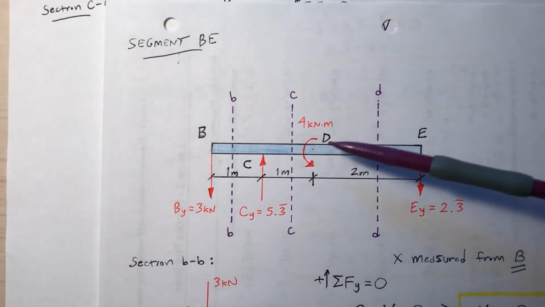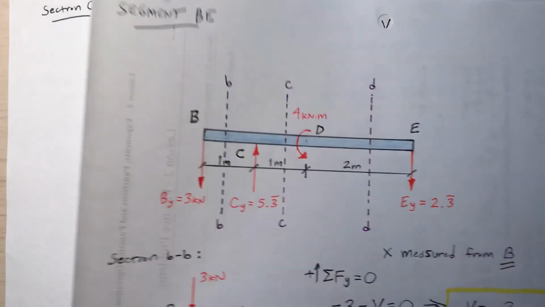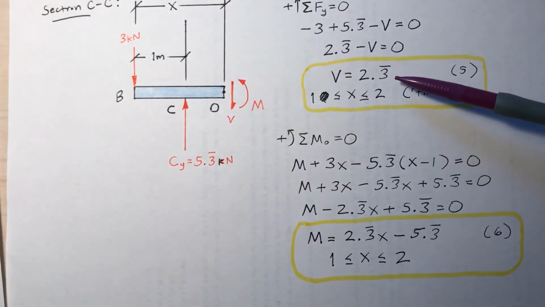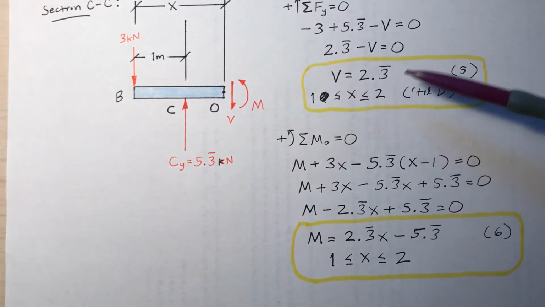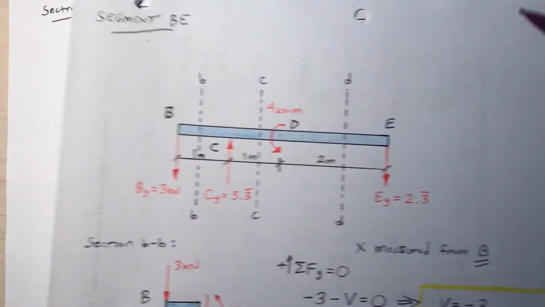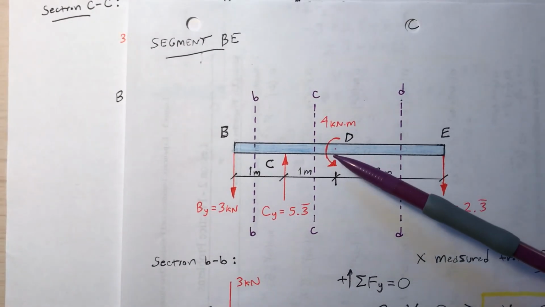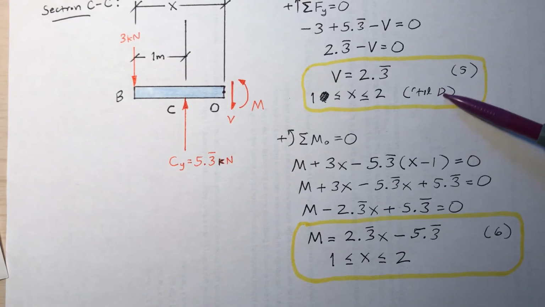Because at point D, I've got a point moment. Now something that I notice here, you see the shear is 2 1/3 for x being between 1 and 2. I say until D, but at D, there's really only a point moment that kicks in. There's no new vertical reaction or force. So technically I could say till point E.